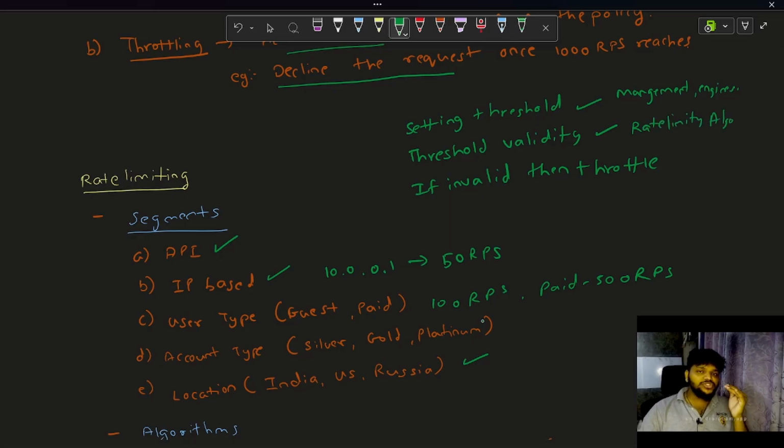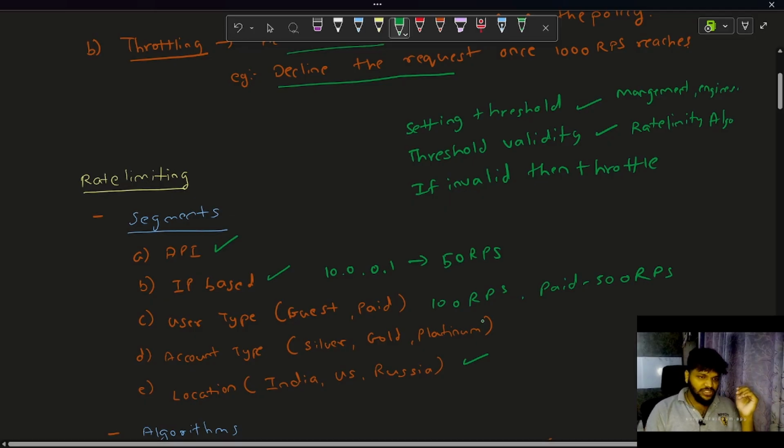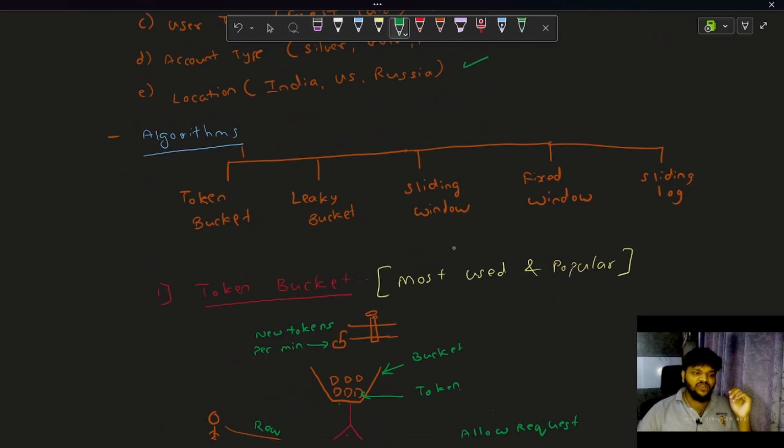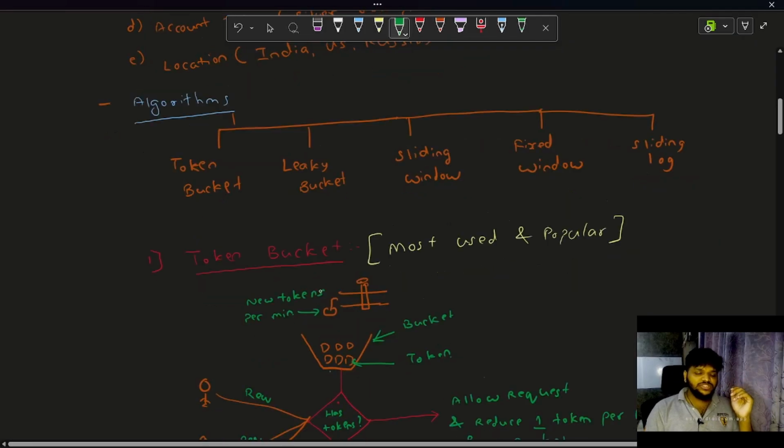This is going to ensure whether your requests per second are under that particular threshold or not, and post that, if it is invalid, then throttling is going to come into the picture, which we are going to discuss in our next video, where if the threshold is breached, we are going to throttle the request. So now let's discuss the algorithms. There are 5 algorithms: token bucket, leaky bucket, sliding window, fixed window, and sliding log. First we will discuss token bucket.